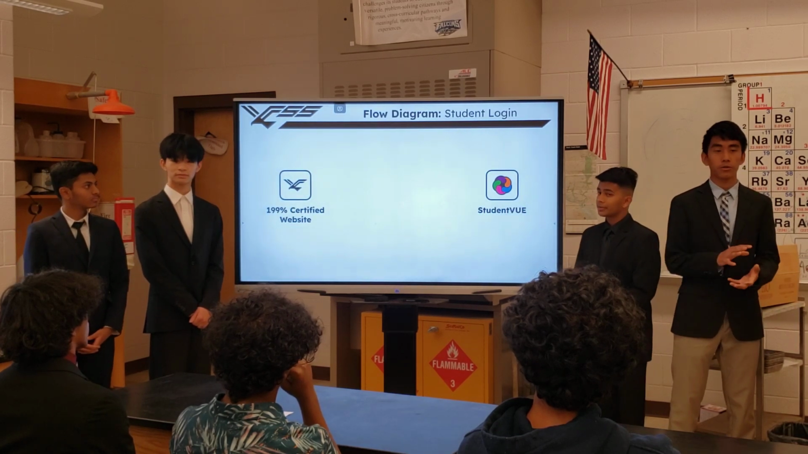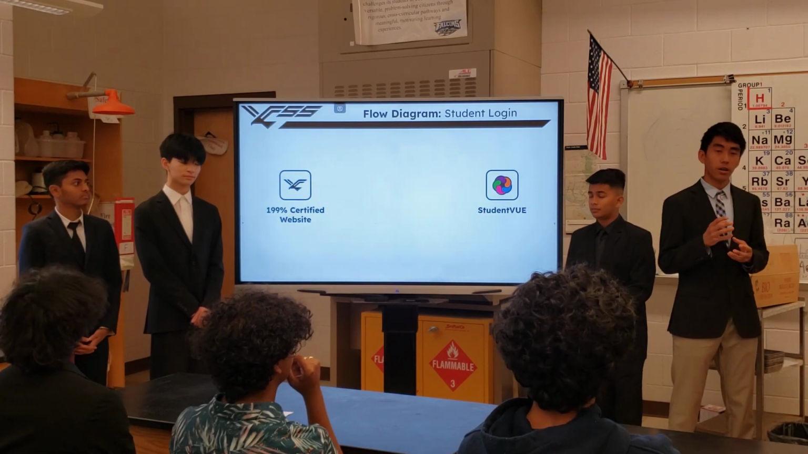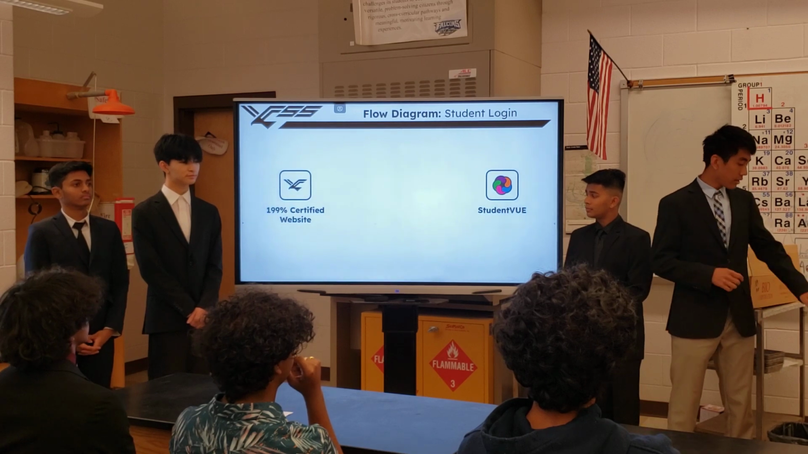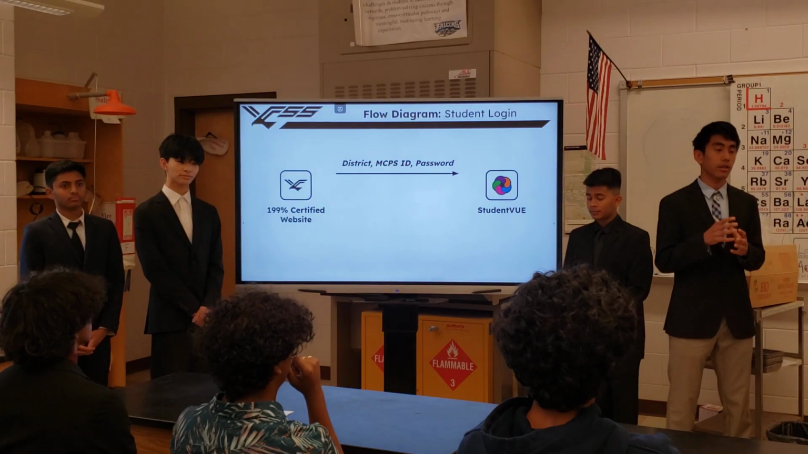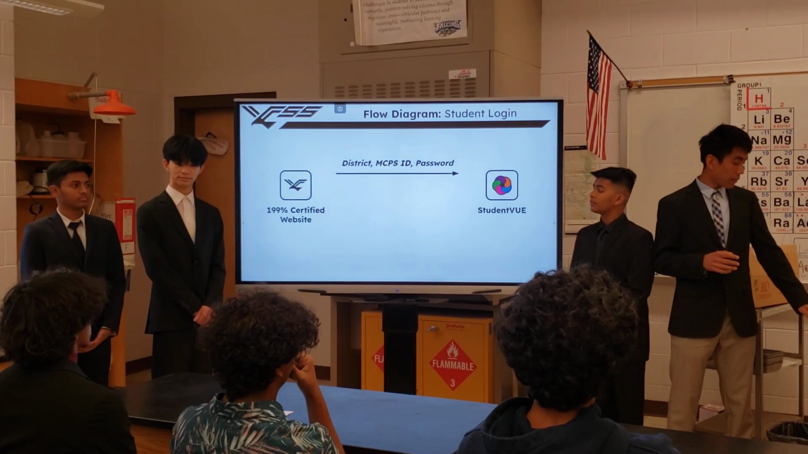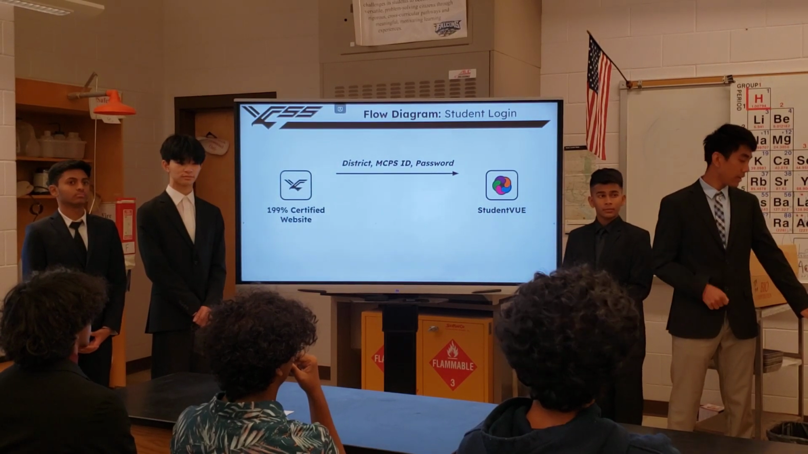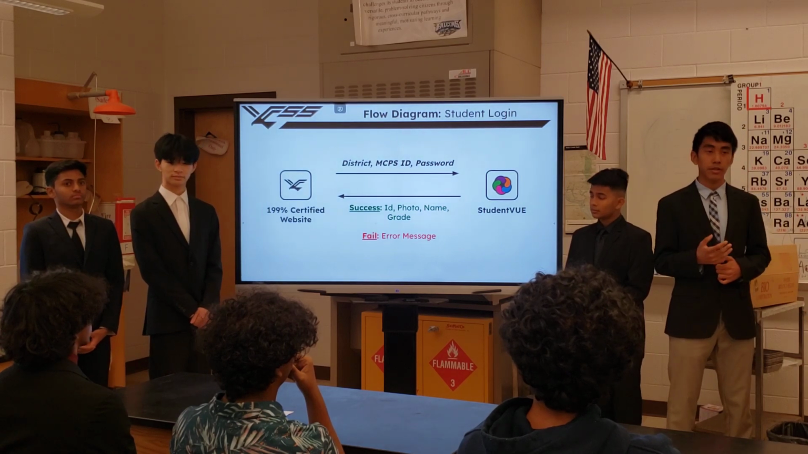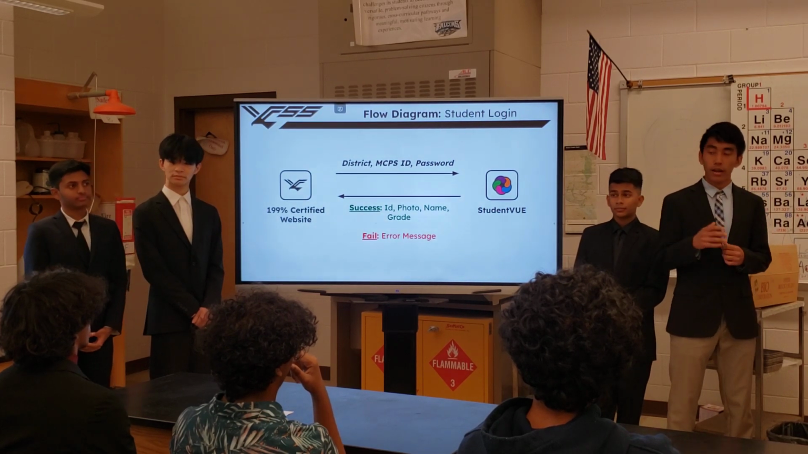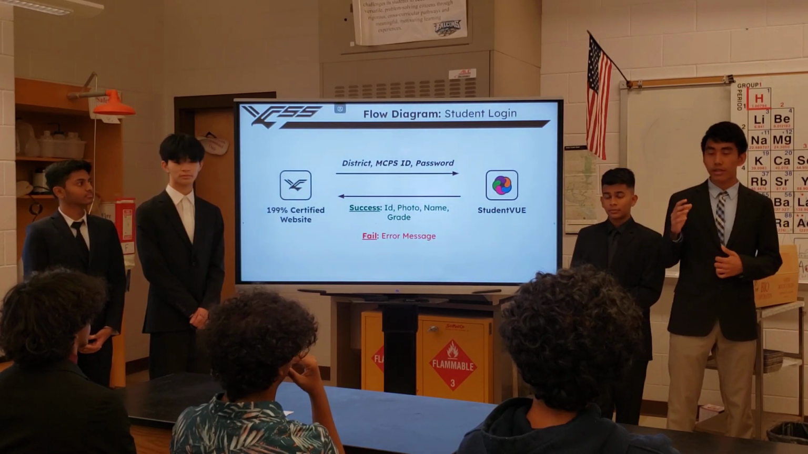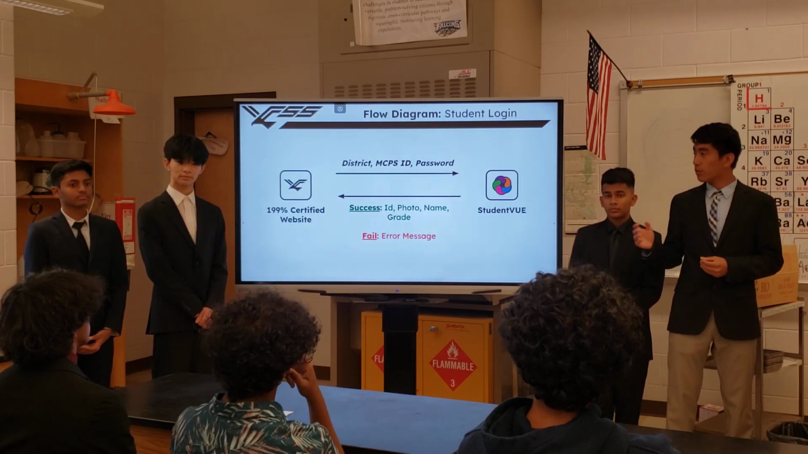And so a basic overview of how the Student View API works in the student login. When the student opens our website, they'll be greeted with the student login page, and when they enter their MCPS username and password, the website will send them to the Student View API. The Student View API will check to see if that user is an actual student on Student View. If they're not, it will send back an error message and it won't log the user in. However, if they are, then they will be able to log in. And also, after we send the username and password, we ask for the ID, the photo, the name, and the grade of the student, so we can use that for our website.